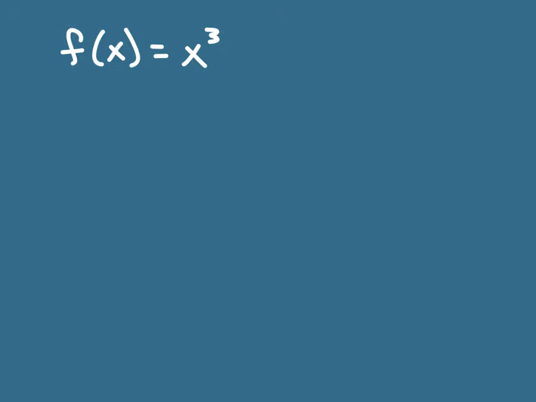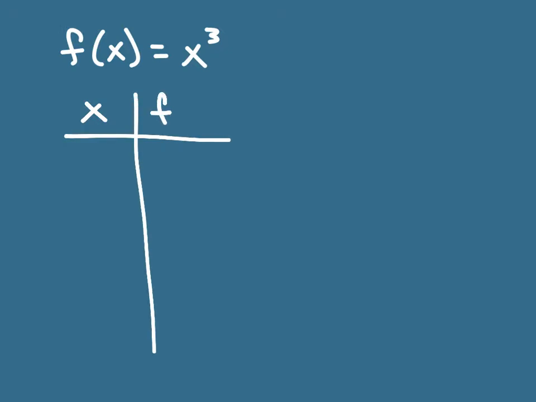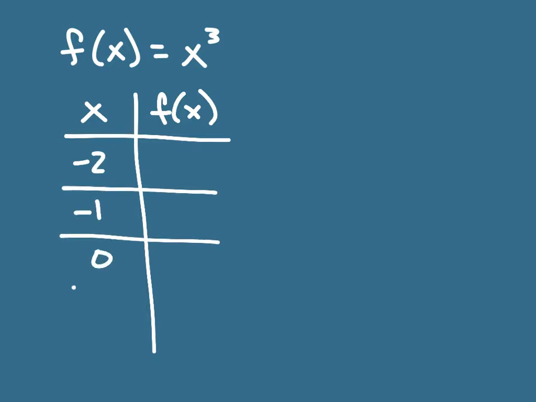The next function that we have is the function f of x is equal to x cubed. Okay, so this is x to the third power. And what I want to do is the same exact thing. All right, let's create a table of values. And we're going to do the same thing of choosing our x values. And I always choose -2, -1, 0, 1, and then 2.